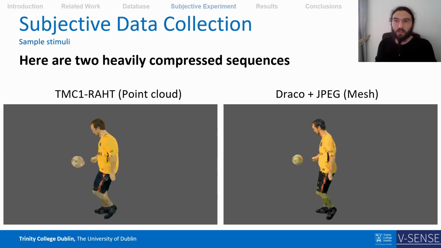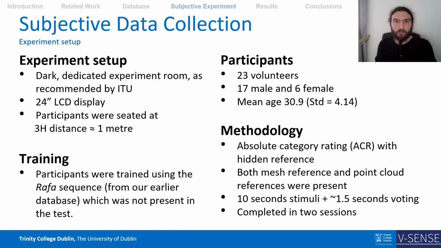Draco plus JPEG case. For the subjective experiment, the participants were seated in a dedicated dark room as recommended by ITU. A 24-inch LCD display was used to present the rendered videos. The distance between the viewers and the screen was set to 1 meter. Participants were trained using a sequence which was not present in the test. In total, 23 people participated in the test.